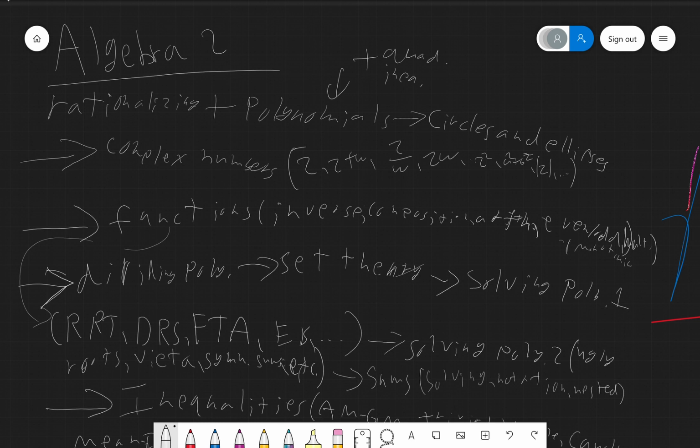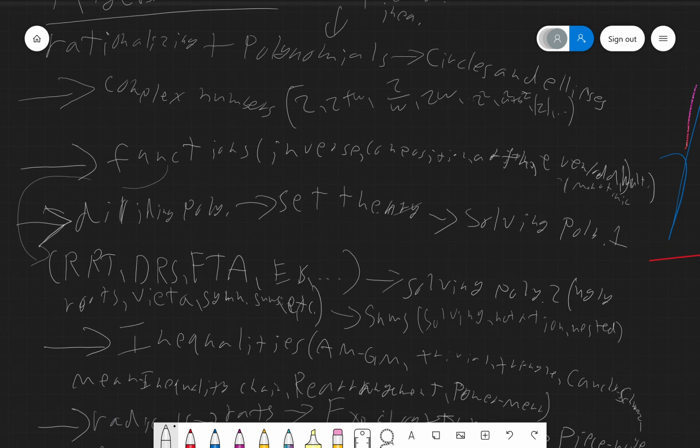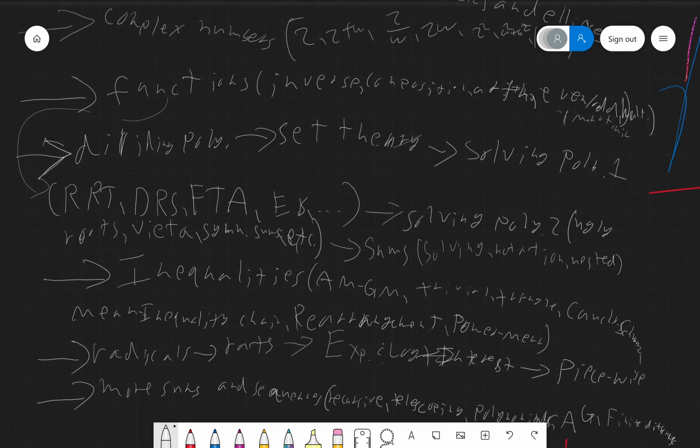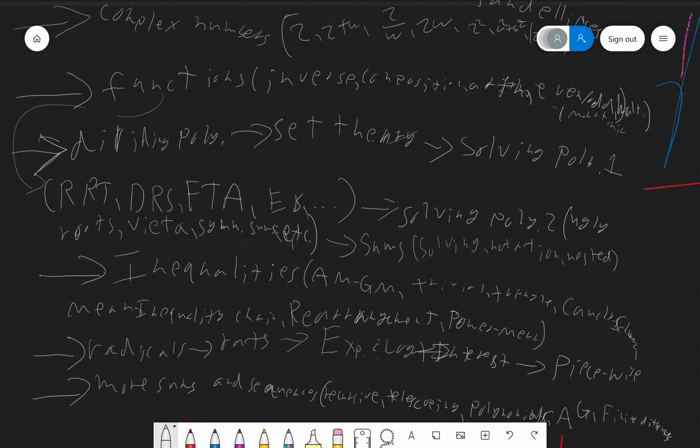So first we're gonna talk about rationalizing denominators and polynomials, like what they are, and we're also gonna be talking about quadratic inequalities. Next we're gonna talk about circles and ellipses. Then we're gonna talk about complex numbers, which is like a new topic. Then we're gonna talk about functions, and studying them and notation. Then we're going to talk about dividing polynomials.